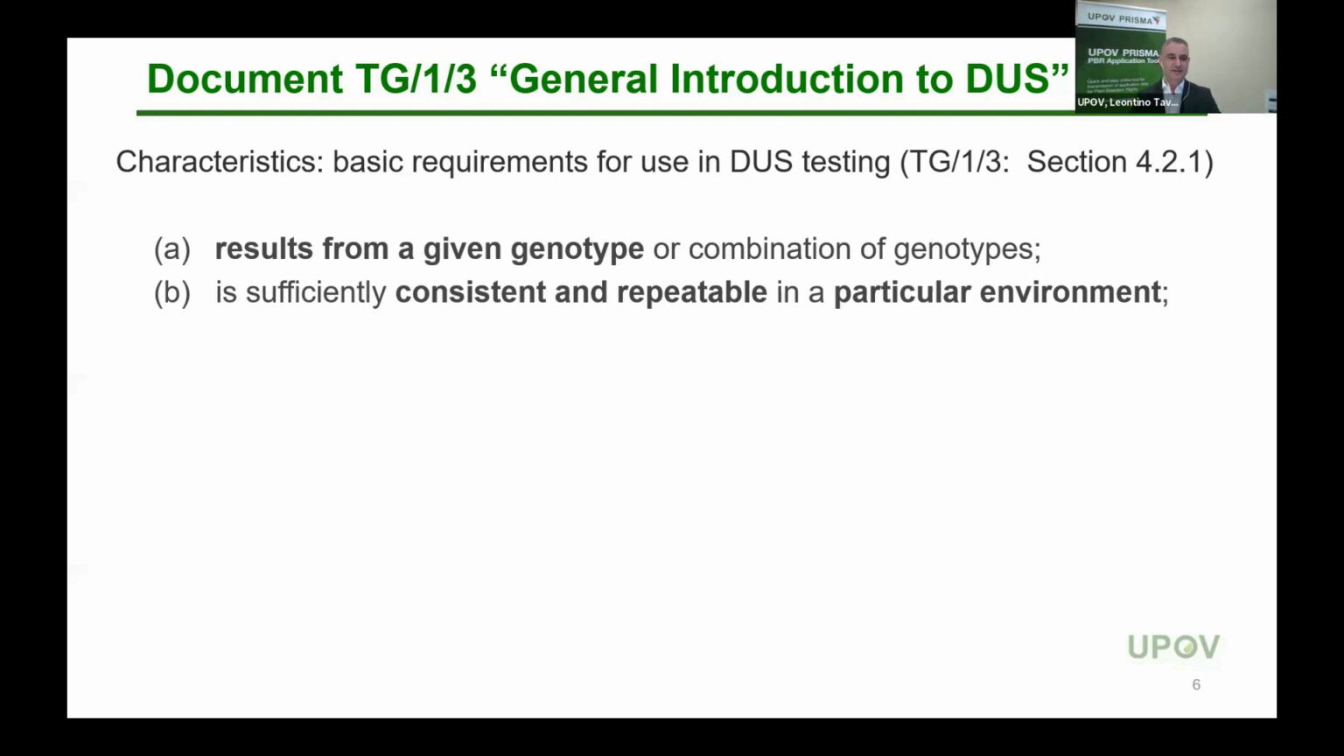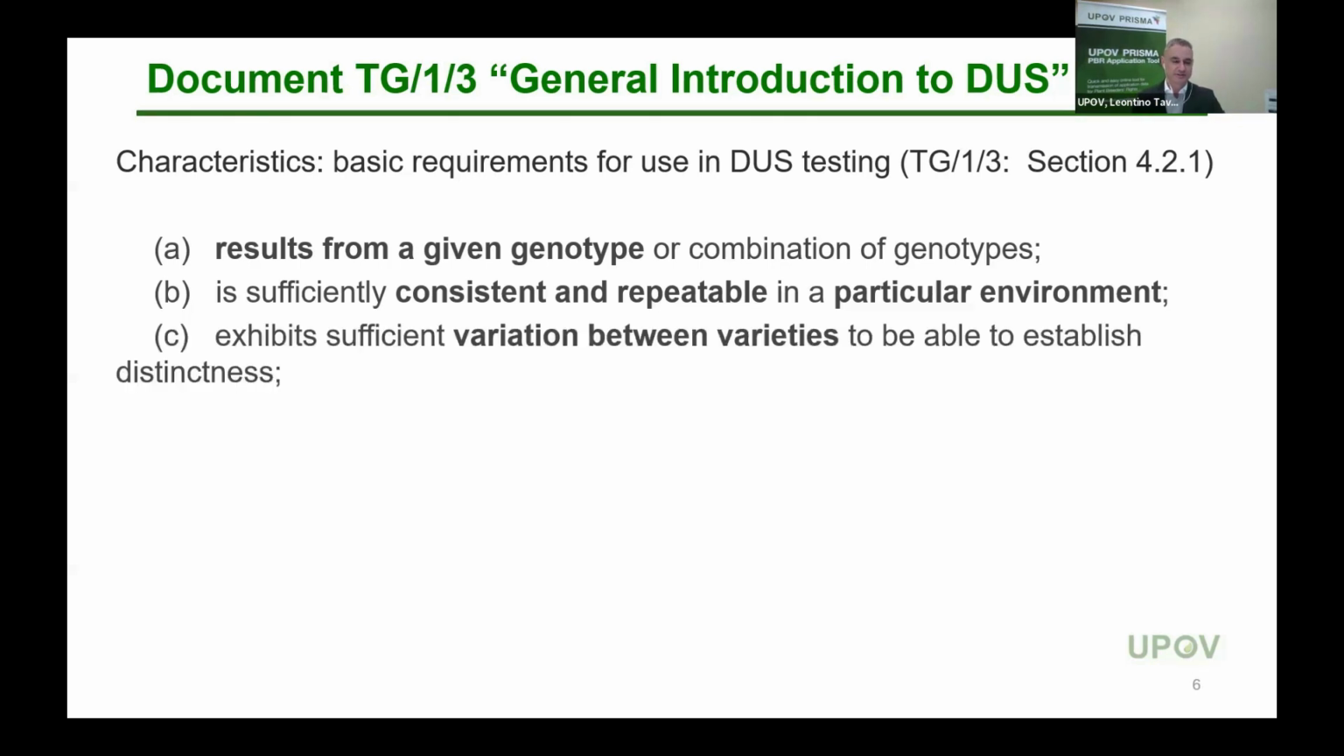That is, that the characteristic should be able to be expressed if, for example, the testing is conducted in 2 growing trials or even in different seasons. In addition, characteristics for DUS should express sufficient variation between varieties to enable establishing distinctness. We can easily imagine soybean flowers where you have white petals or purple petals.